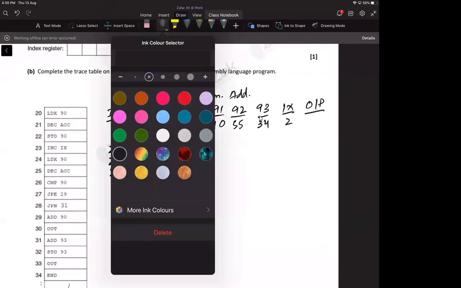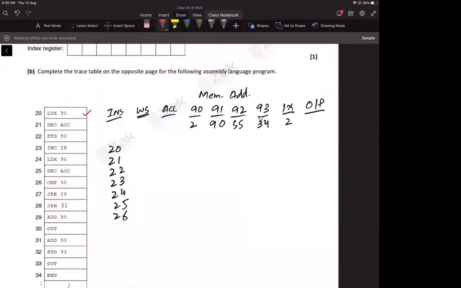Now LDX 90 means 90 plus index register, which is 2, so 92. So what is at 92? It is 55. This 55 will be loaded. This is instruction number 20, so this will be written in accordance with instruction 20. So 55 is loaded in the accumulator at instruction number 20. That is LDX 90.